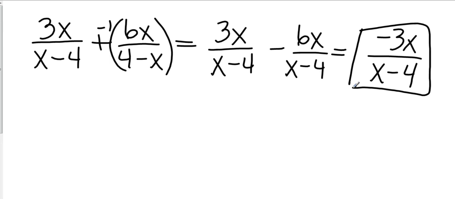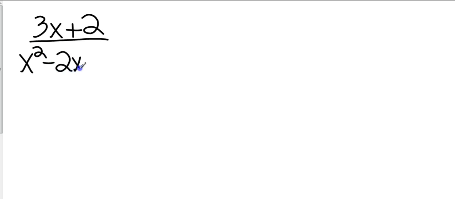Okay, so now let's look at one that's really crazy. Let's end with this one. We're going to have 3x plus 2 all over x squared minus 2x minus 3, and we're going to add to that x plus 1 all over x minus 3.